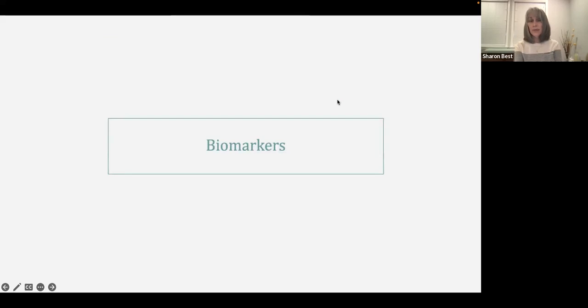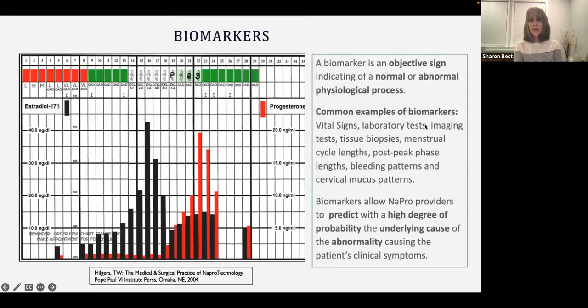So let's talk a little bit more about biomarkers. So what is a biomarker? It's an objective sign indicating a normal or abnormal process. So we've talked a little bit about biomarkers that we're picking up on the chart, just slightly. We're going to talk more. But I want you to know that biomarkers encompasses things like any objective sign. So a vital sign is biomarkers, any of the laboratory tests, any of the imaging that we're doing. And again, we're going to look a little more closely at cycle length, post-peak phase length, bleeding patterns, etc. So biomarkers allow NaPro providers to predict with a very high degree of probability what's the underlying cause of the abnormality.